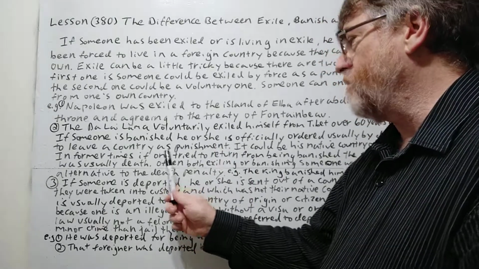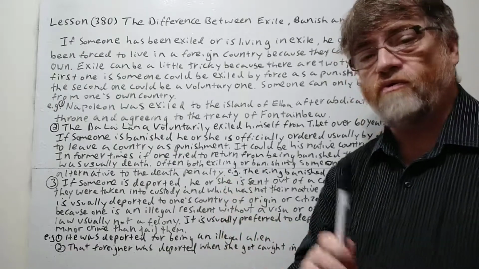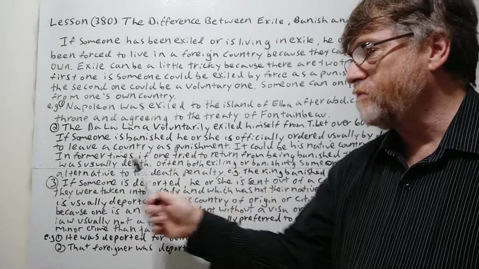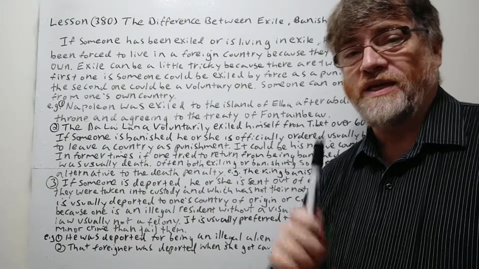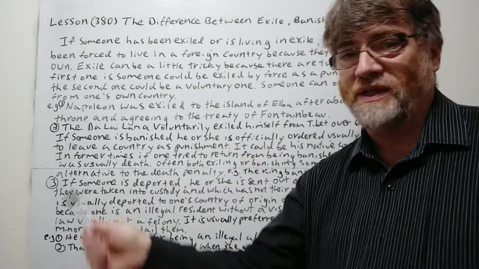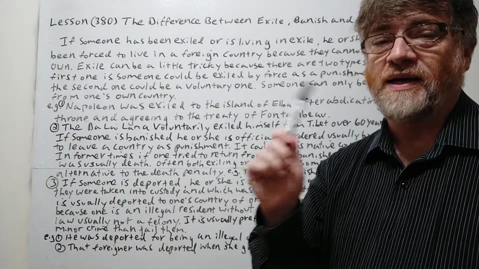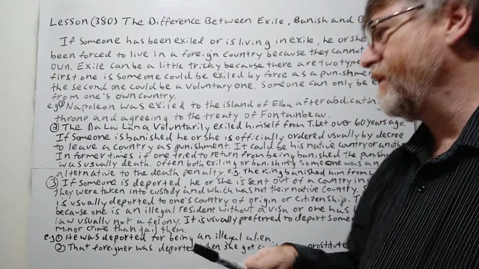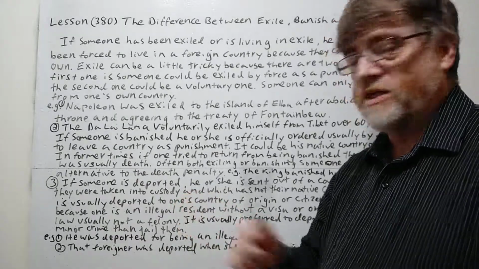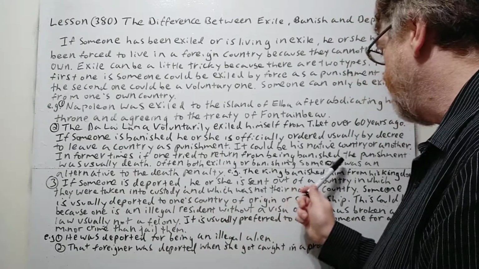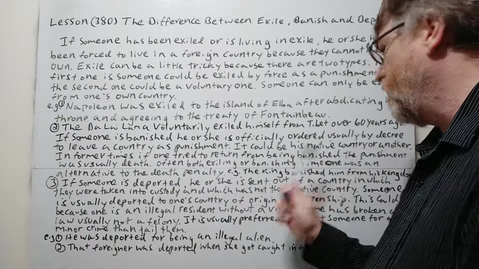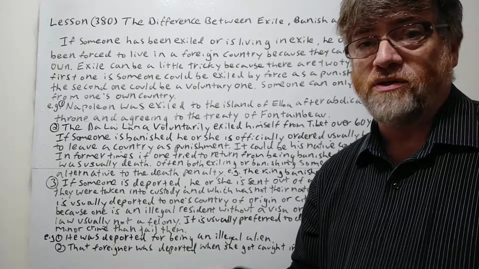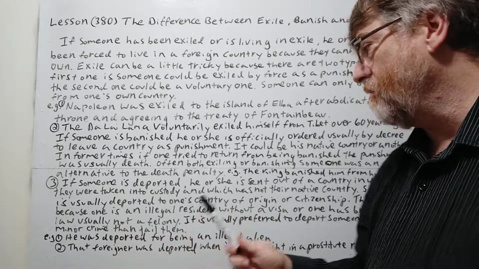Okay, good. In former times, if one tried to return from being banished, the punishment was usually death. So they did banish you, but they usually said, if you leave, you can never come back. If you come back, then the real punishment will come to you, and that would usually be death. Just like I said here, often both exiling and banishing someone was an alternative to the death penalty. So they could have just killed you too. So they were kind of nice enough to just let you go.